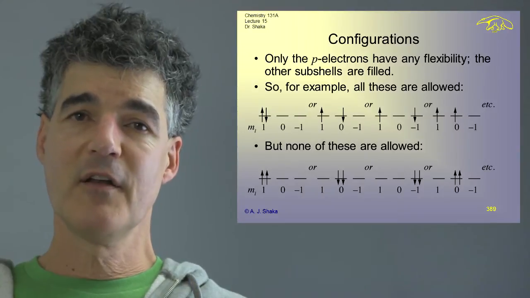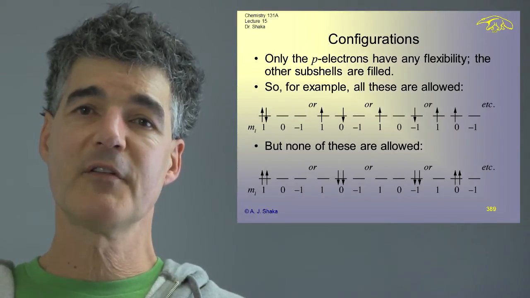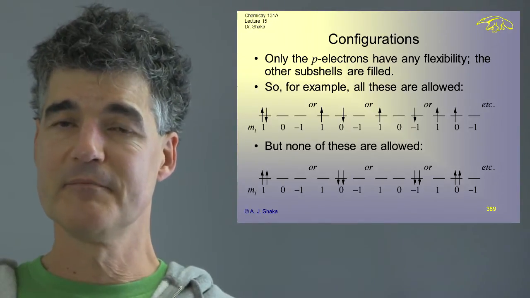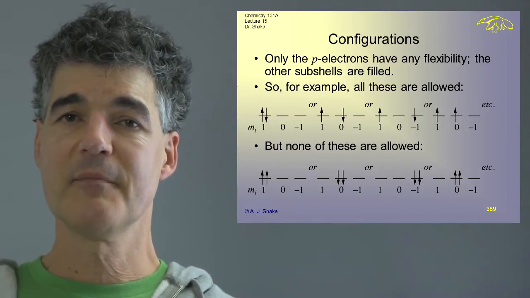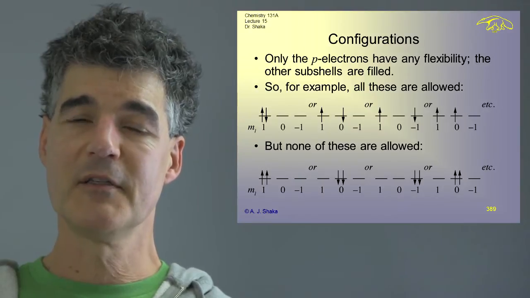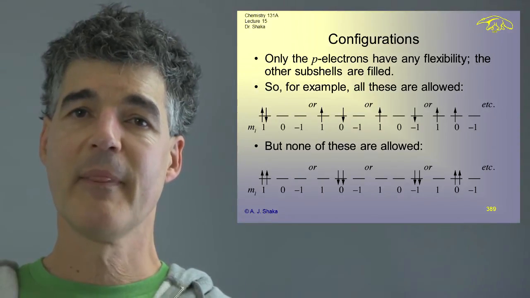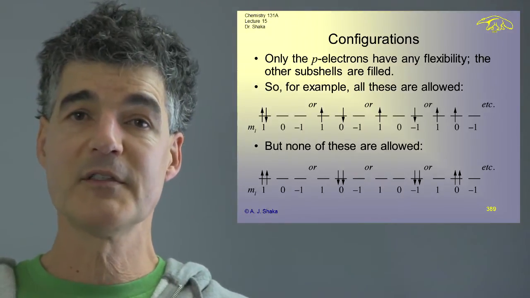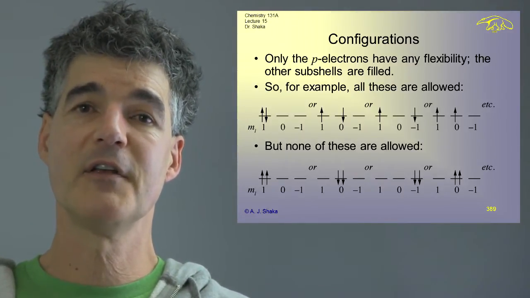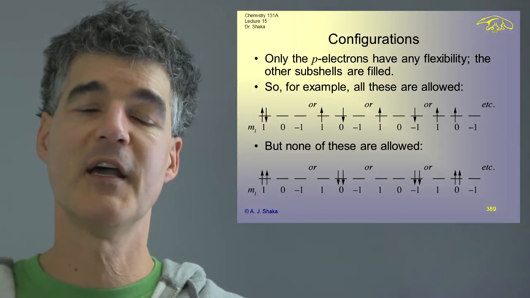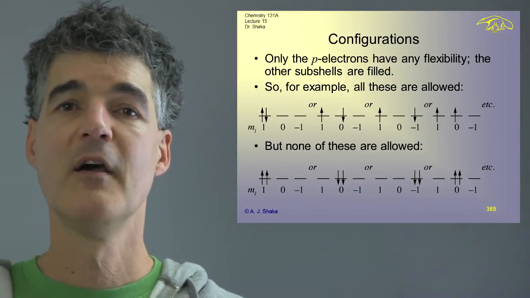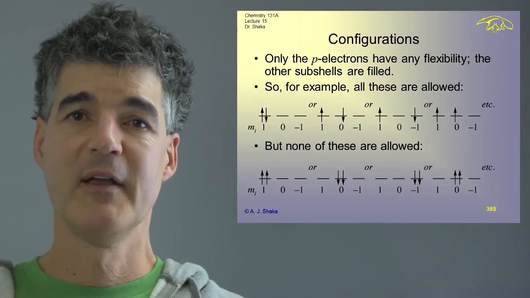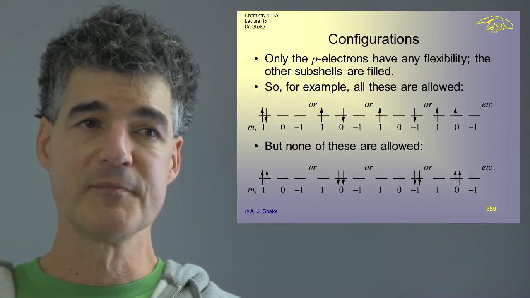The first thing to note is that only the p electrons have any flexibility. The 1s shell is filled, that's out of commission. The 2s shell is filled, that's out of commission. And it's only the frontier orbitals that we're putting electrons into that have any flexibility as to how the electrons can orient. Whatever's already happened to 1s and 2s has happened, and that's water under the bridge.